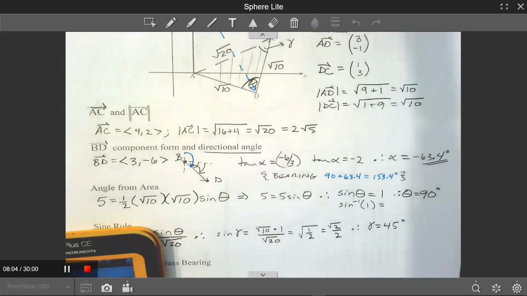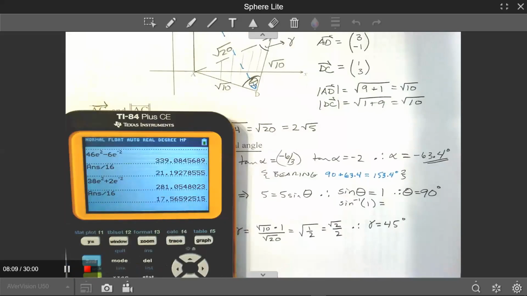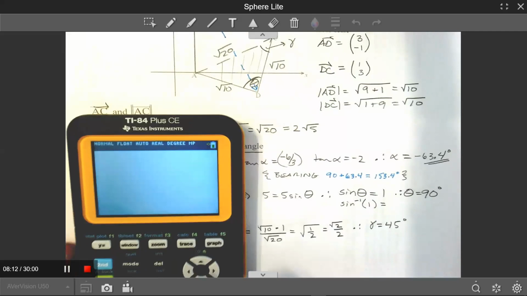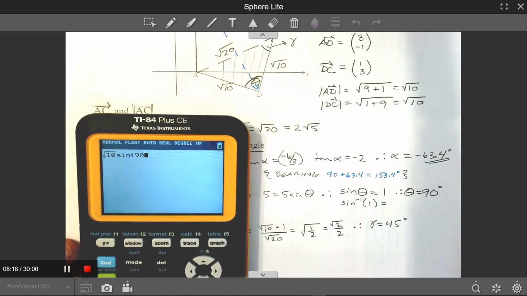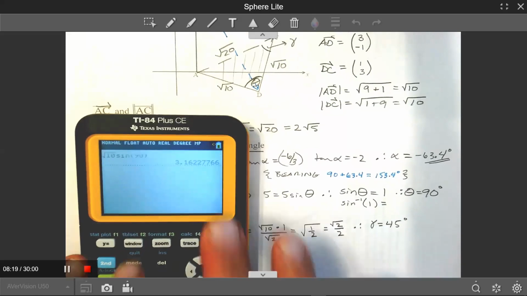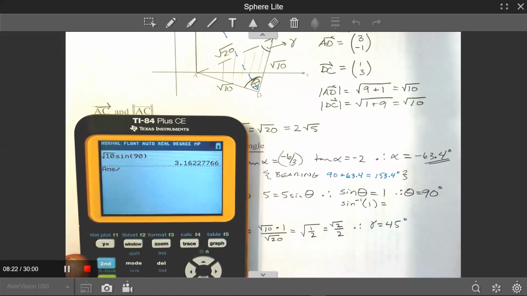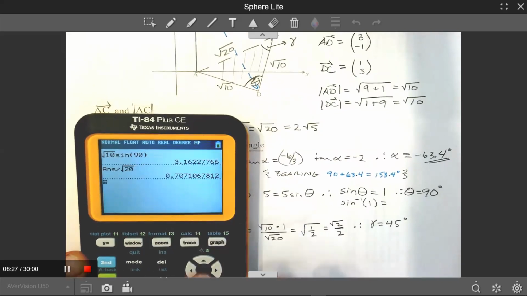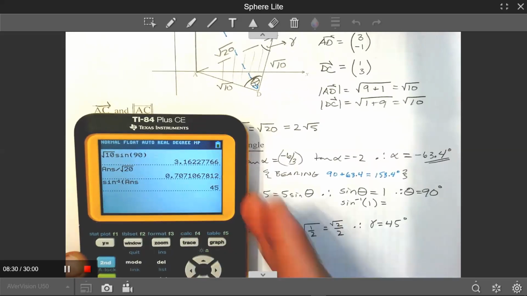We could, of course, have done this using our calculator. We could say, what's the square root of 10 times sine of 90? Make sure that we're in degree mode. Take that number divided by the square root of 20, and then do the inverse sine of that ratio. And notice we get the 45 degrees.